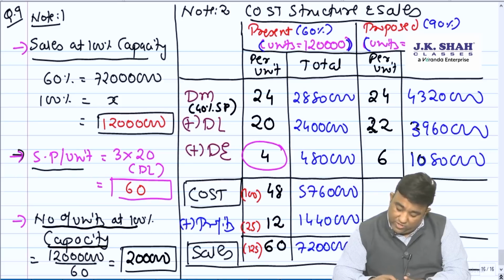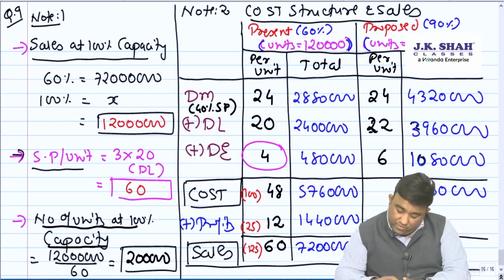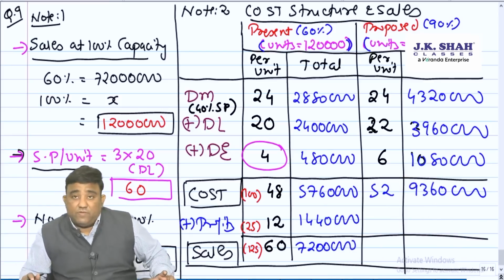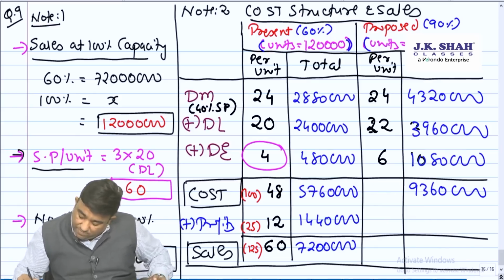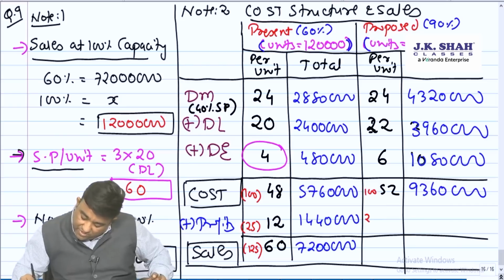So I can make a total of 43,20,000 plus 39,60,000 plus 10,80,000, which is 93,60,000. Perfect. Now again, student, this is going to be the same. Let me put it like this. They are targeting the same 25% margin.